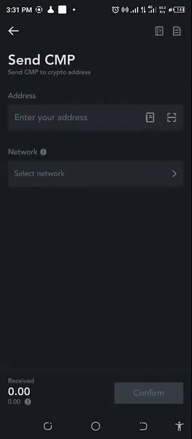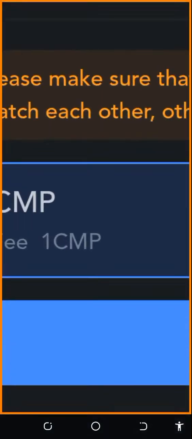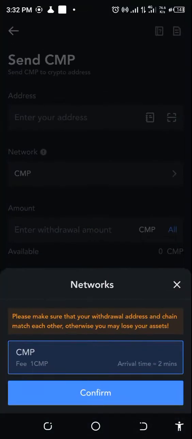Okay. Then we'll have to check its network is CMP. Let's see how much this is. Okay, it's 1 CMP. 1 CMP is like 3 cents. Okay, that doesn't look bad. Let's go and see whether we can try this out.